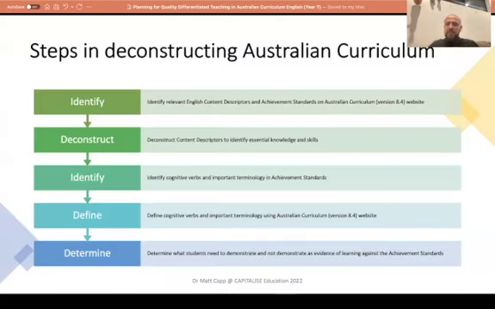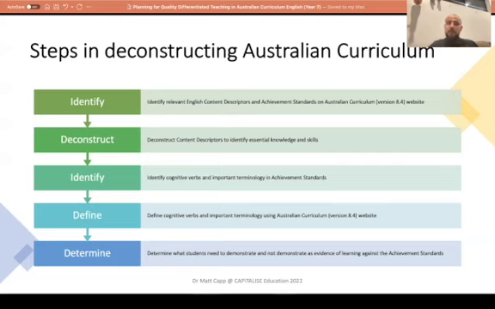So the steps in deconstructing the Australian curriculum are to identify the relevant content descriptors and achievement standards that are going to be deconstructed. So then the first step is to deconstruct the content descriptors to identify the essential knowledge and skills.